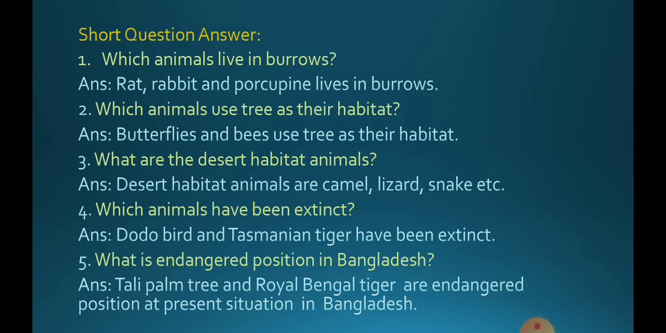Number 4. Which animals have been extinct? Dodo bird and Tasmanian tiger have been extinct. Number 5. What is in endangered position in Bangladesh? Answer. Tali palm tree and Royal Bengal tiger are in endangered position at present in Bangladesh.